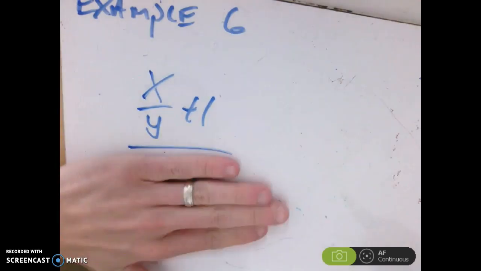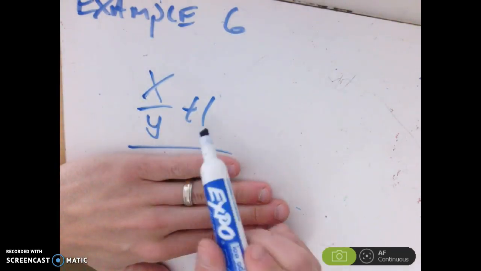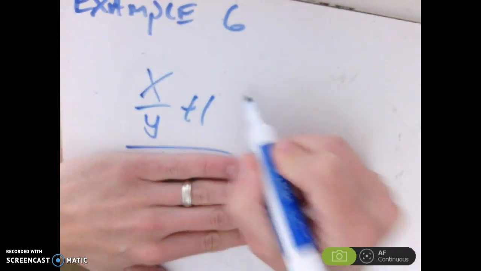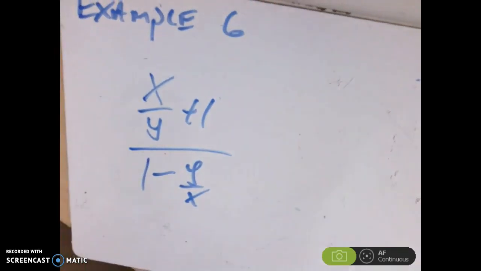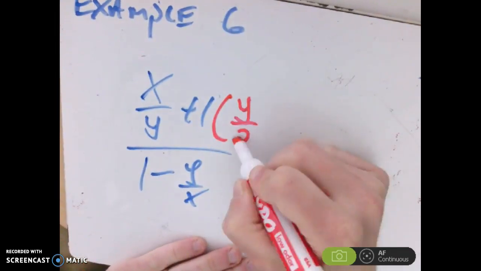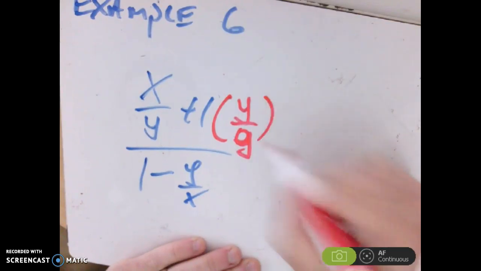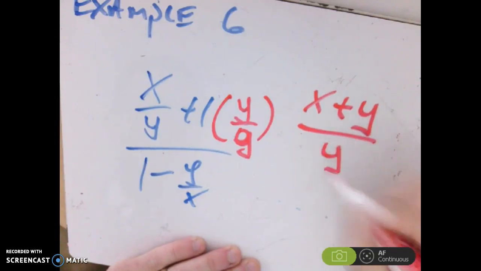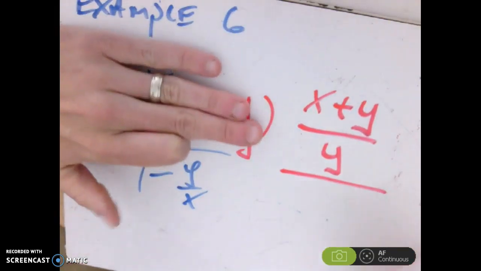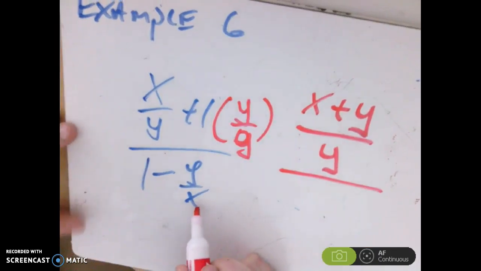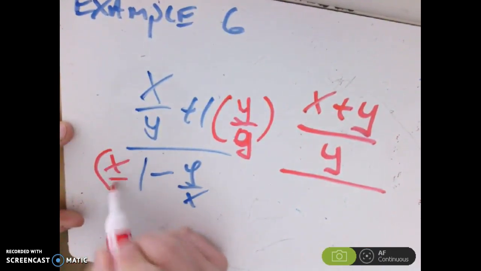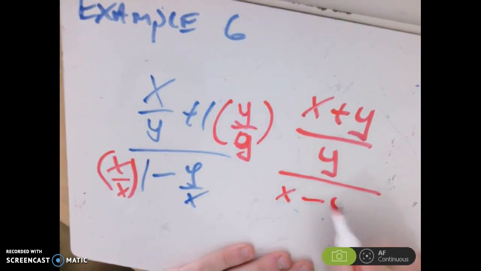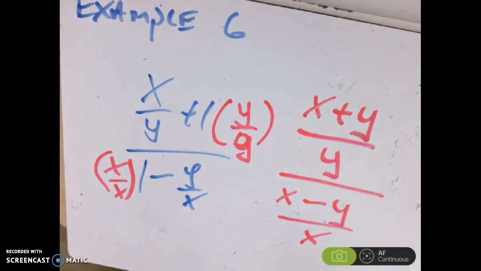And so let's just look at the top. So what's the common denominator of the top? Well, the common denominator of the top is y. So I'll multiply this by y over y. So I'll be left with x plus y over y. And then if I just look at the bottom, the common denominator of the bottom is just x. So x over x. So I'm going to be left with x minus y over x.